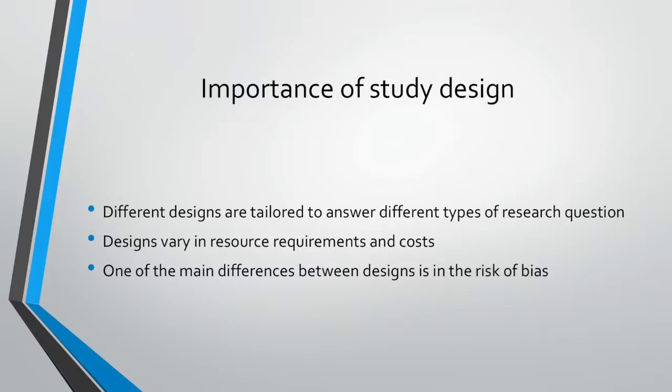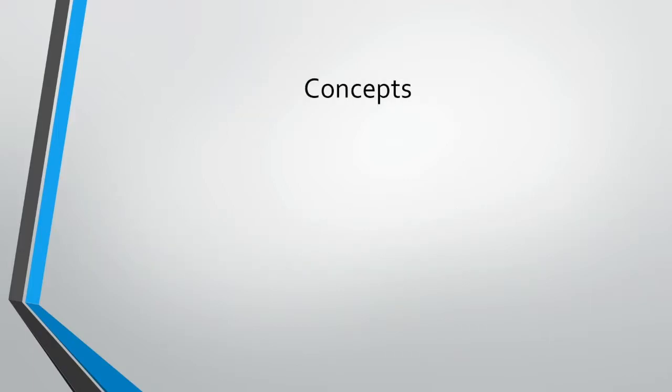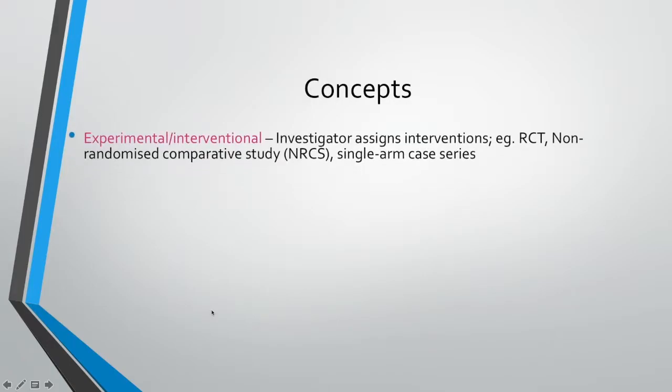Now, types of study design might seem like a complicated subject, but it is actually quite easy to understand if you grasp a few key concepts. The first of these is the difference between experimental and observational studies. If study participants have an intervention assigned to them by the investigating team, and this could be any type of intervention, drugs, surgery, a change in lifestyle, then this is an experimental study.